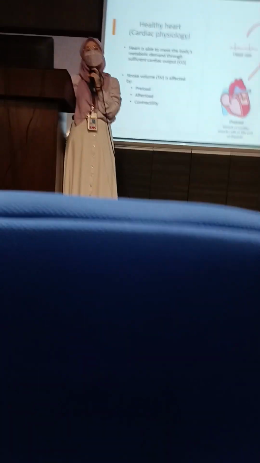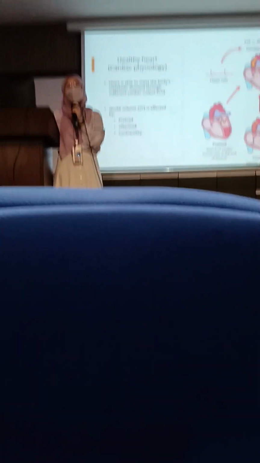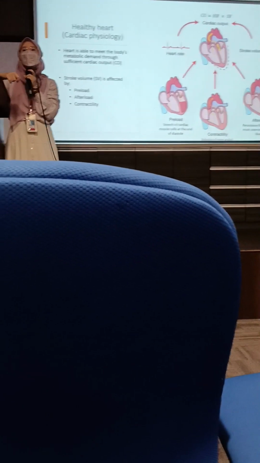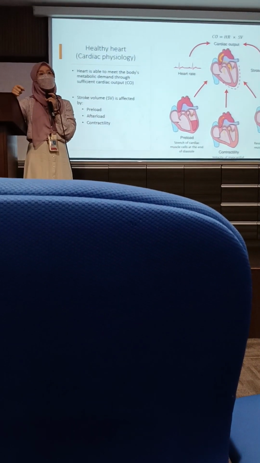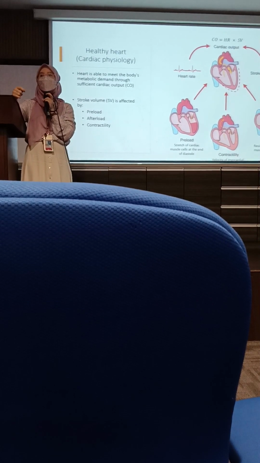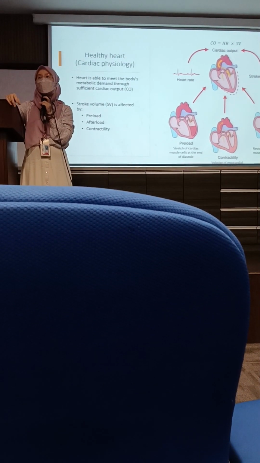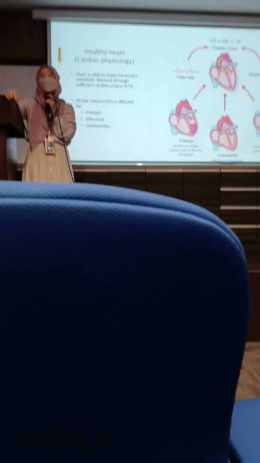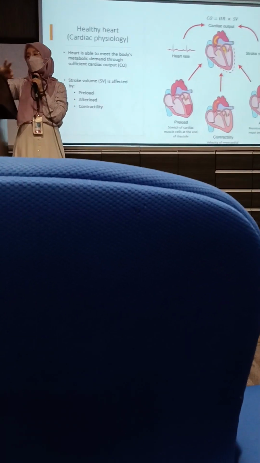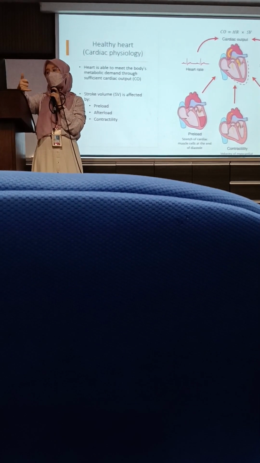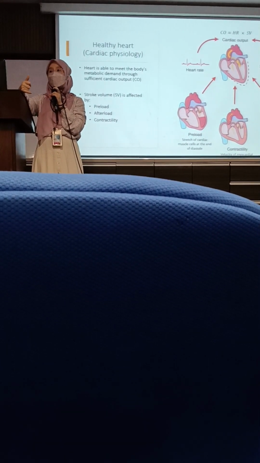sufficient cardiac output. Okay, so what is cardiac output? Ada dah formula kat situ. So cardiac output is equal to heart rate times stroke volume, and these stroke volumes are influenced by three factors, which is the preload. So preload tu apa? Stretching of cardiac muscle at the end of diastole.